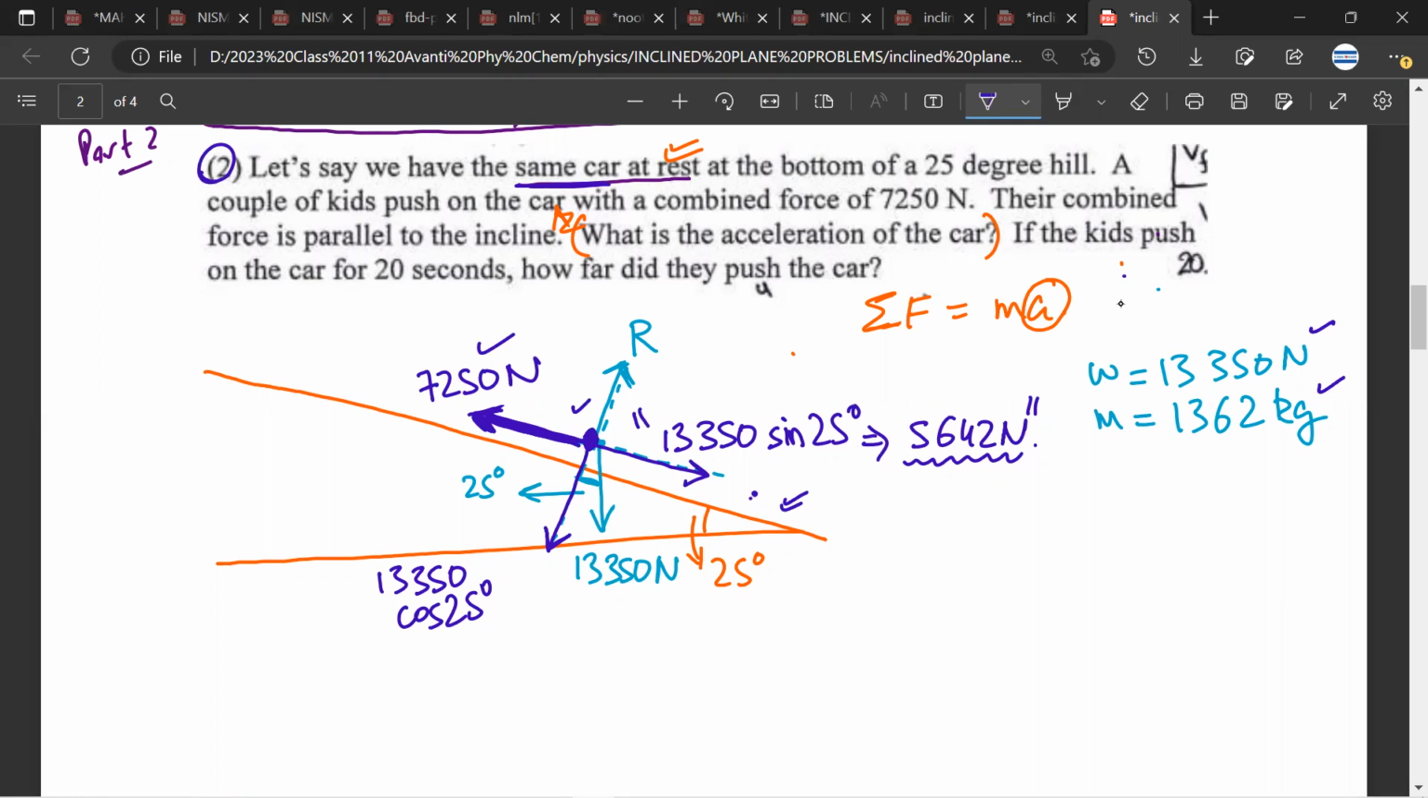A couple of kids push on the car with a combined force of 7250 Newton. So this is the force with which the kids are pushing the car up. Their combined force is parallel to the incline. So this force of the kids is parallel to the surface. Am I making sense? Yeah. What is the acceleration of the car?